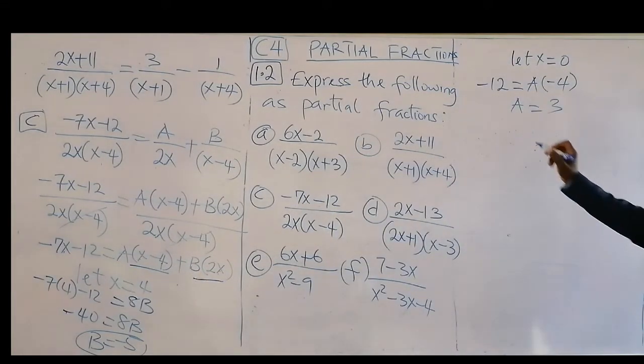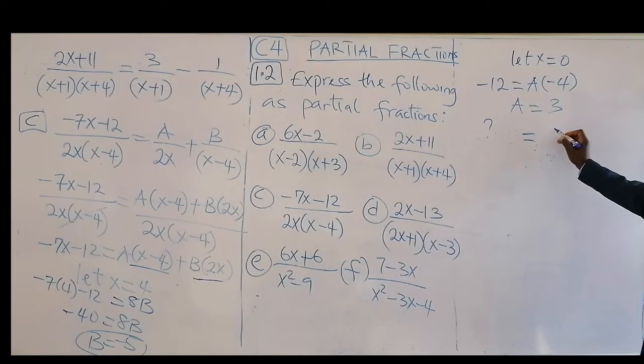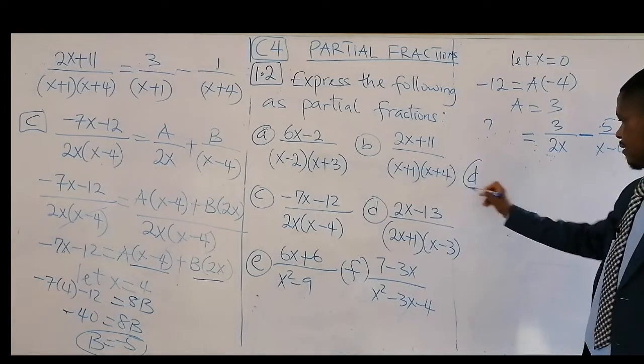So final conclusion, my question here on the left is equal to what? My a is 3 all over 2x. Then my b is minus 5, so that will be 5 over x minus 4. So don't forget that plus minus. So this will change to minus. So that's the answer for that question. Then we'll quickly go to D part of the question.